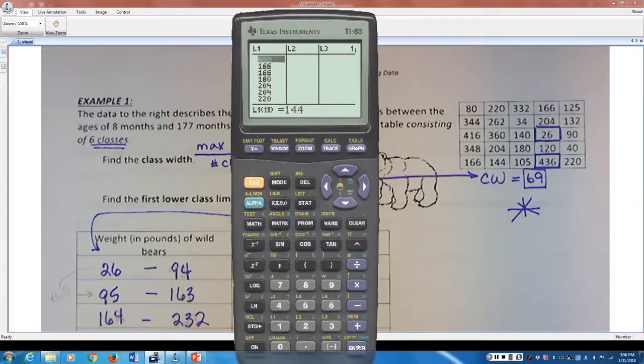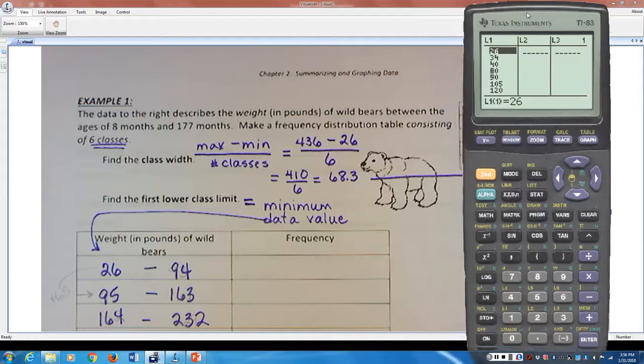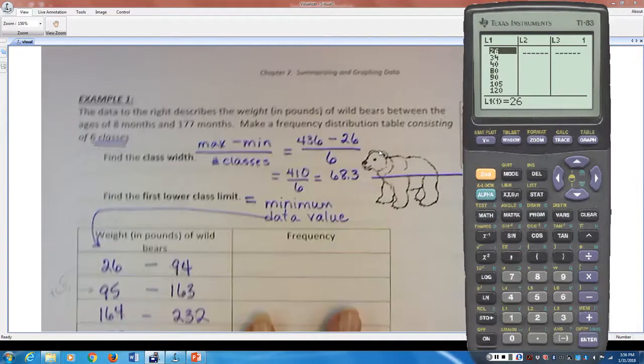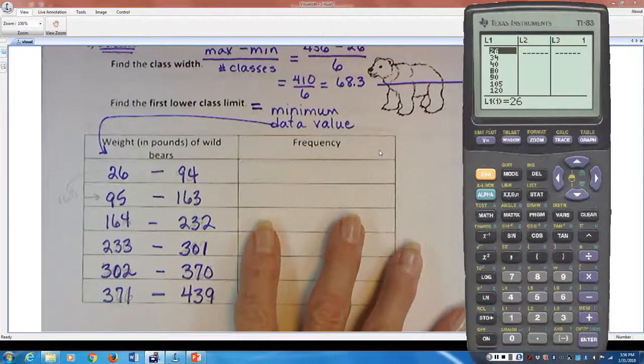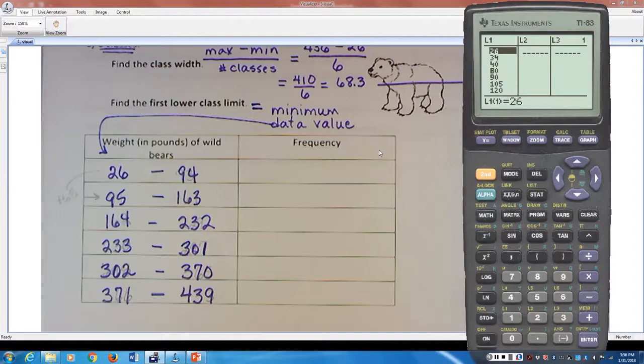When they're in numerical order, it is far easier than using that table to just count up how many there are by counting the numbers in the list on your calculator. So I'm looking for all the numbers that fall between 26 up through and including 94, but not 95. So from here I just count. 1, 2, 3, 4, 5. My next number's too big, so I have 5 in that first group.